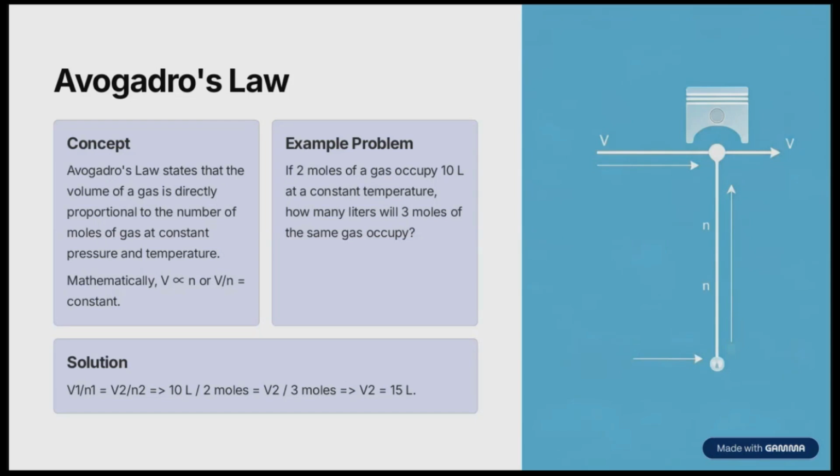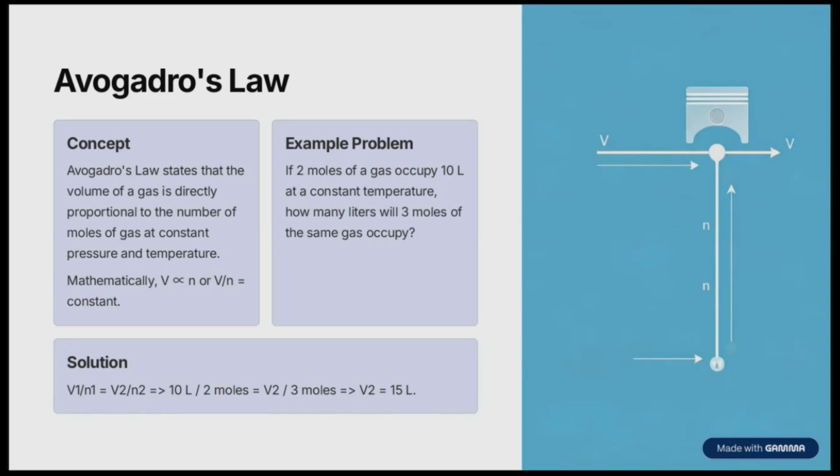We have an example that says: if 2 moles of gas occupy 10 liters at a constant temperature, how many liters will 3 moles of that same gas occupy at the same temperature? They could use the formula to get the number of moles or the volume, but the main thing is just knowing the formula.